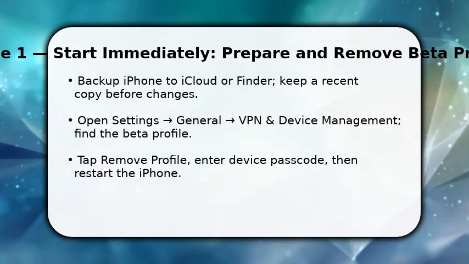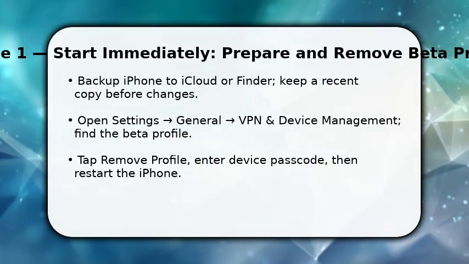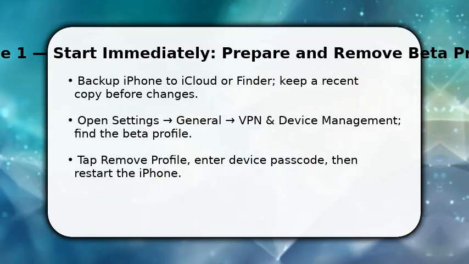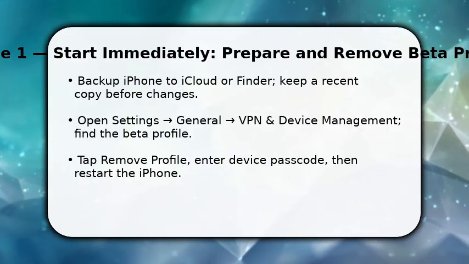You start by securing your data. Back up to iCloud or Finder so you can restore if needed. Once done, open Settings, go to General, then VPN and Device Management. Locate the iOS beta profile and tap Remove Profile.